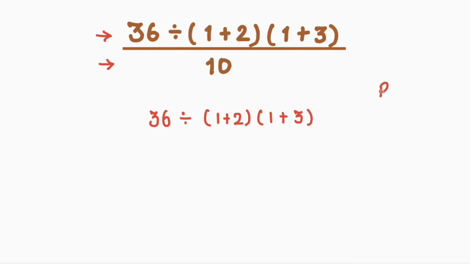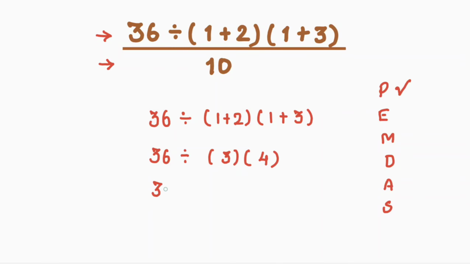To solve this equation, we'll use the famous order of operation rule known as PEMDAS, where you solve for parentheses first. In this case, you have two parentheses, so solve each of them individually. 1 plus 2, 3, 1 plus 3, 4.